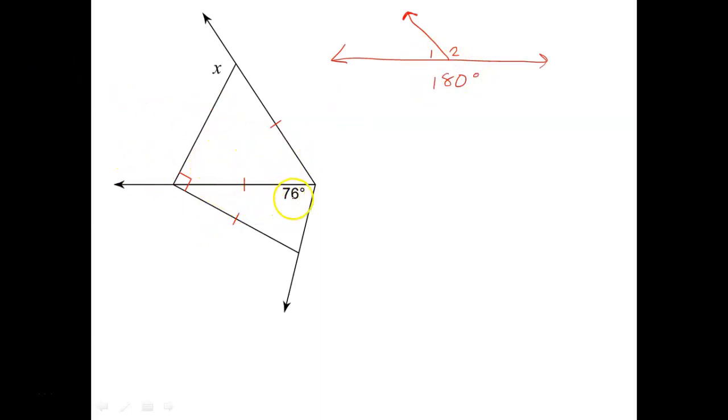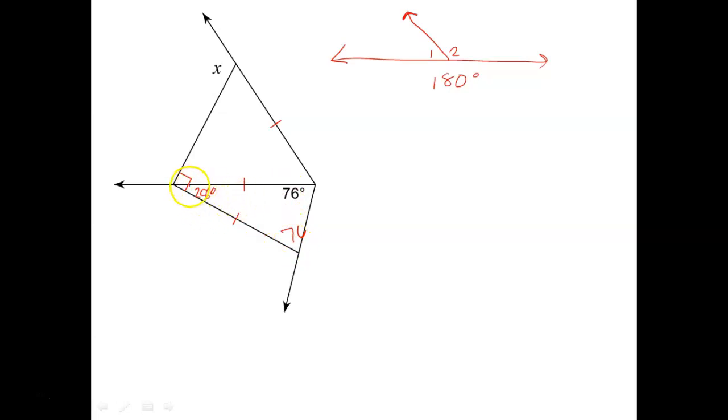All right, so we're going to work with what we have here. We know that this is 76 degrees, and so it's this other base angle. 76 plus 76 is 152. So when I subtract 152 from 180, I get 28. And do the math, guys. Make sure you check your work. 28 plus 76 plus 76 is 180.